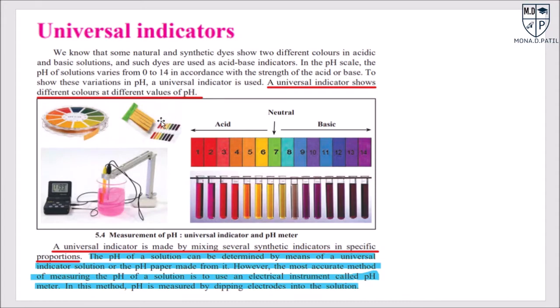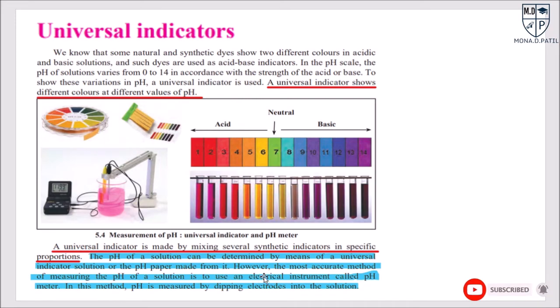Here you can see some papers, and here is the pH meter. The different colors show the pH of a substance, whether it is acidic, basic or neutral. A universal indicator is made by mixing several synthetic indicators in a specific proportion. The pH of a solution can be determined by means of a universal indicator solution or pH paper made from it.